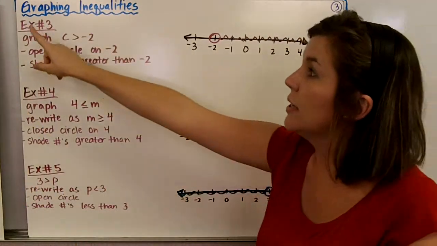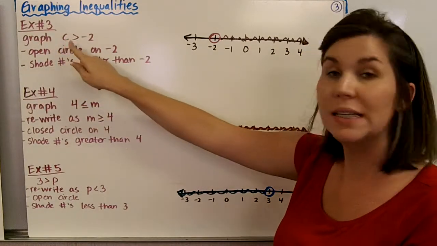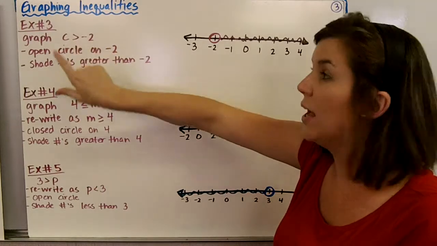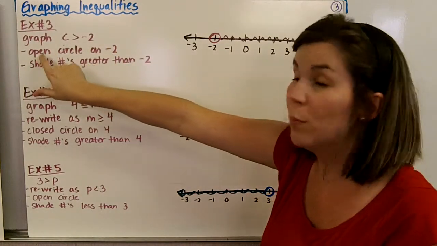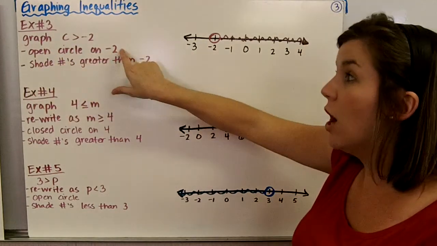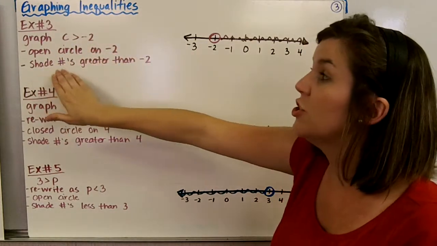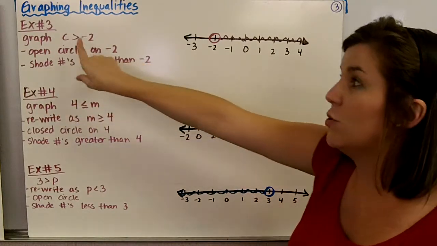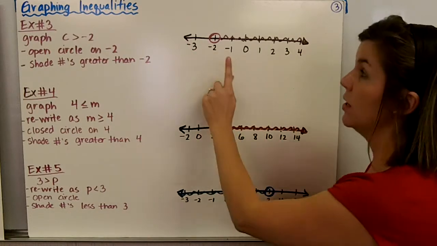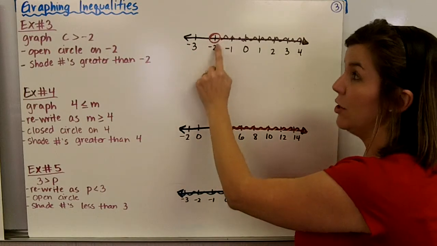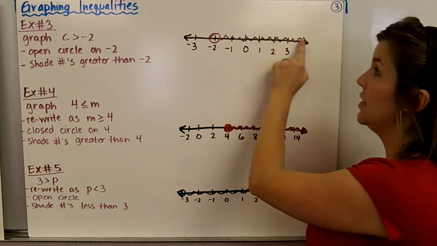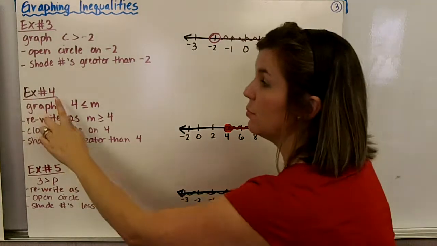Graphing inequalities. Example number 3. Graph x is greater than -2. So because I have a greater than symbol, I know that when I graph this, I'm going to have an open circle because there's no equal to bar. So I'm going to have an open circle on -2. You're going to shade the numbers greater than -2 because this is a greater than symbol. So I graph a number line and I plot -2, and here you see an open circle, and everything bigger than -2 is shaded.